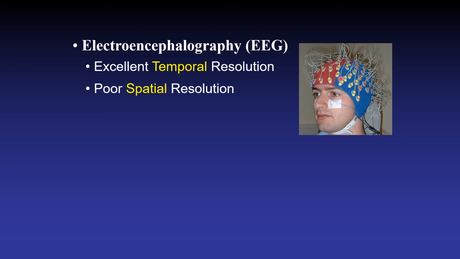We have poor spatial resolution, however. Even though we can tell you when the brain activity is happening, it's very difficult to say where in the brain that activity is coming from. It's not impossible, but it is extremely difficult, and it's difficult to know whether you have the right answer when you do it or not.